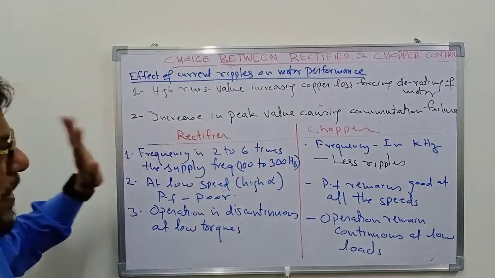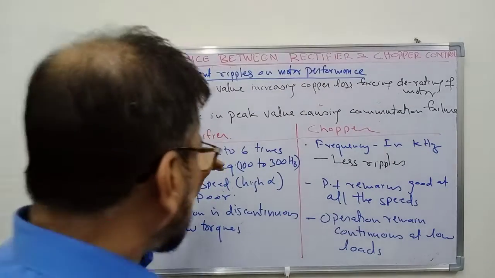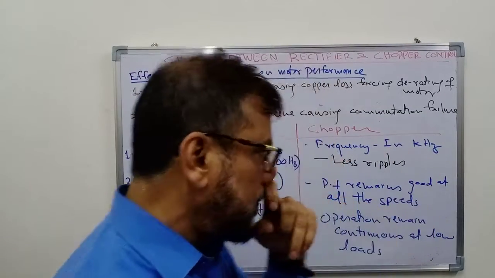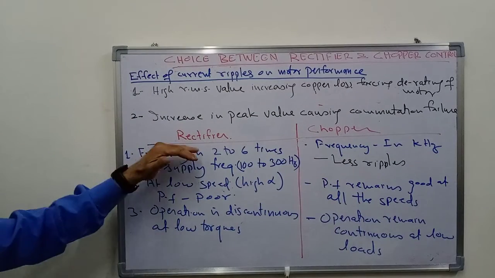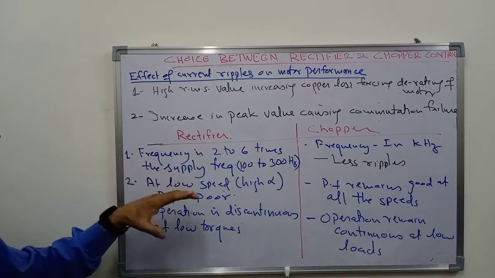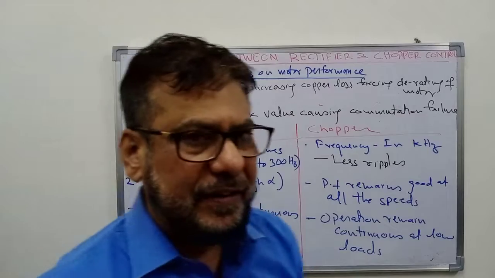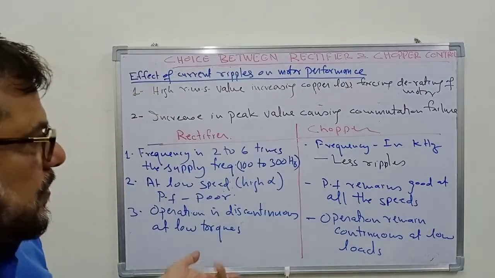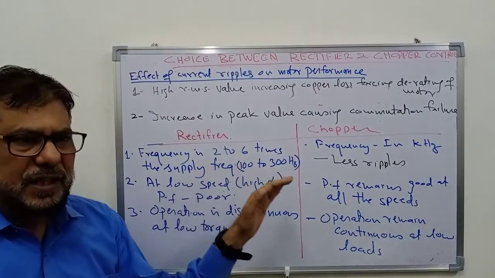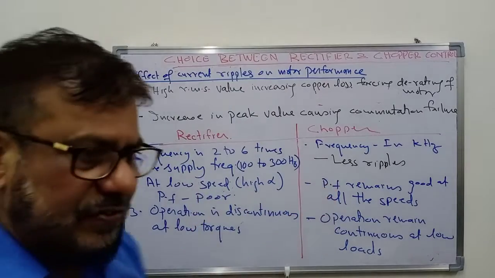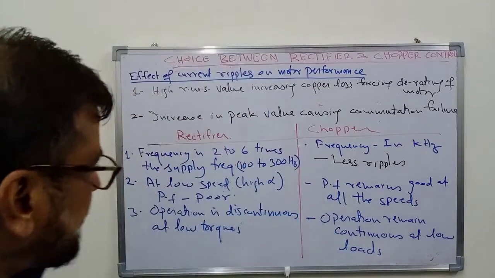With this background, you can now compare the rectifier control and chopper control. In the rectifier control, you can see that the frequency of the output of the rectifier may be 2 to 6 times the supply frequency. Supply frequency is normally 50 Hz.